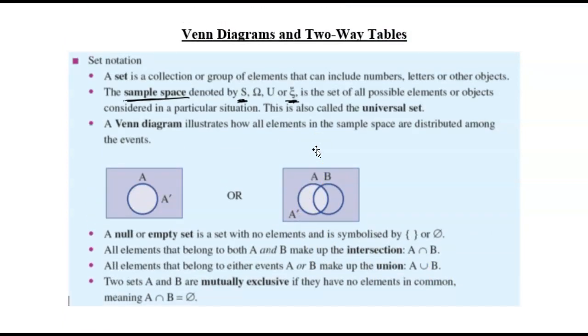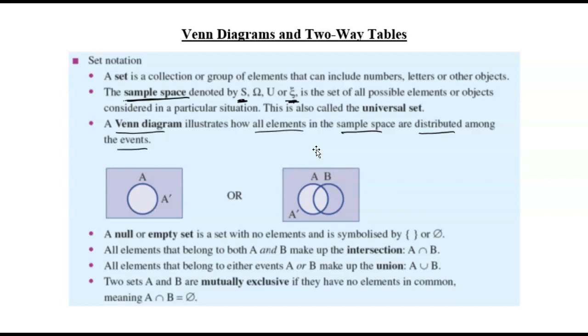Now the second thing, Venn diagram. We're going to talk about Venn diagrams and two-way tables a bit later. A Venn diagram is just one way to demonstrate how all the elements in the sample space are distributed amongst the events. When I say rolling a die, we can talk about events being the odd numbers, or the even numbers, or a number greater than 3, or a number less than 2. All of these are examples of events.